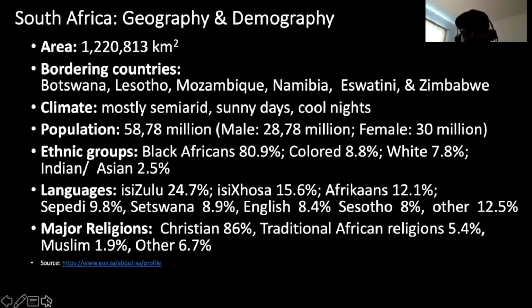that constitute about 12.5%. We have the major religions to be Christian and traditional African religion at about 5.4%. Muslims constitute about 1.9%. And other here refers to minor religions, which are not so significant. They constitute about 6.7%.